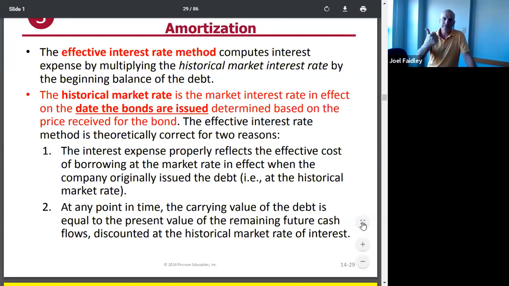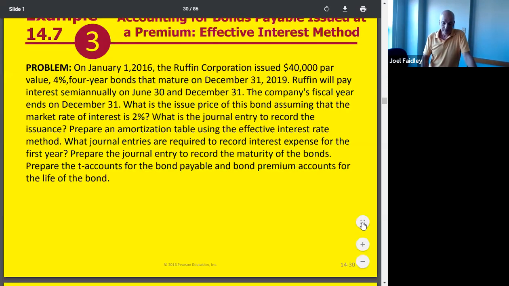Revenue recognition, matching, consistency, conservatism, and materiality. Very important. All right, effective rate of interest method. So here we've got an example.